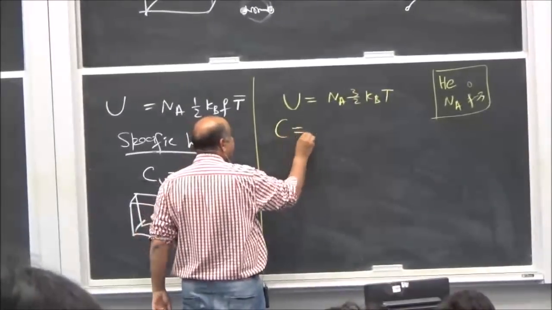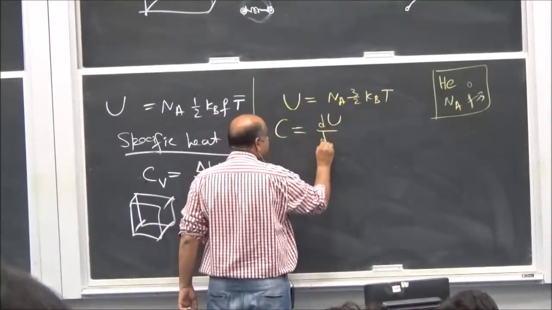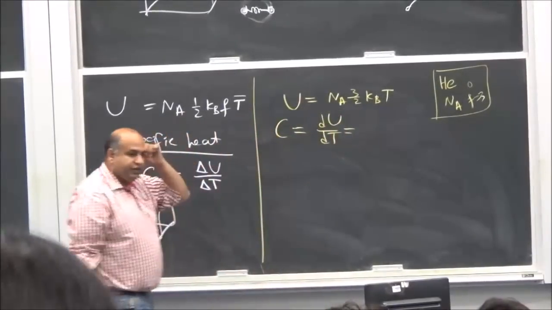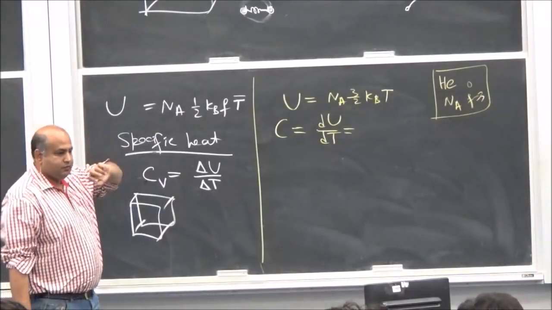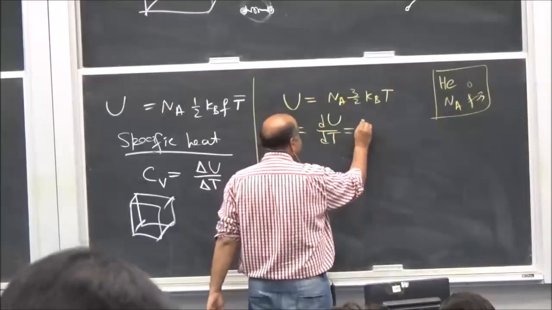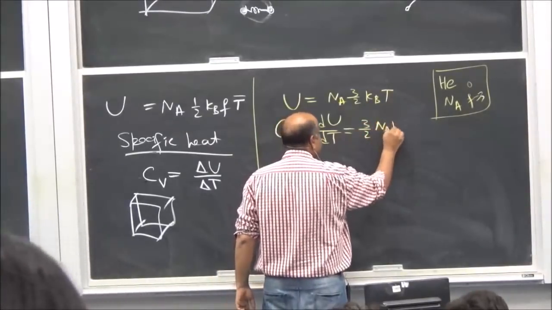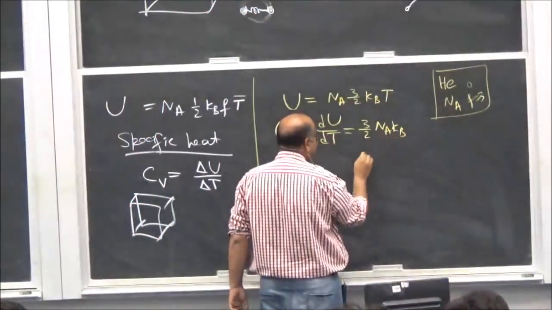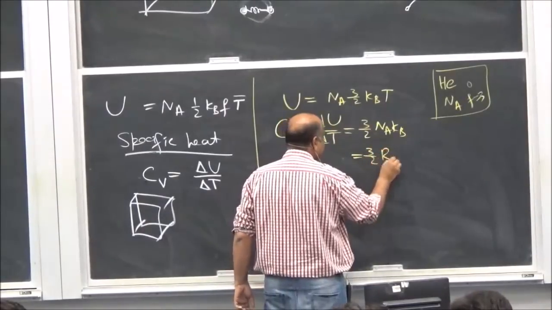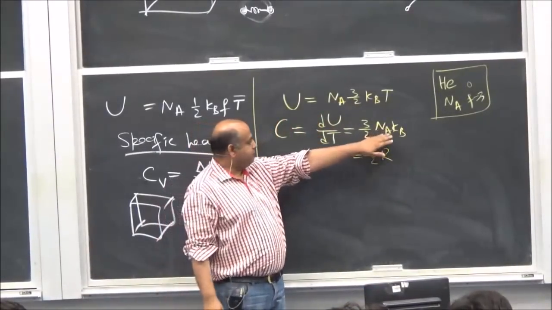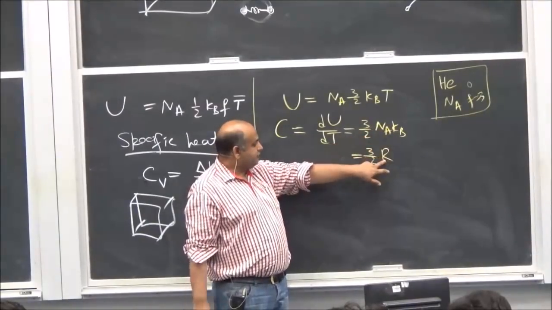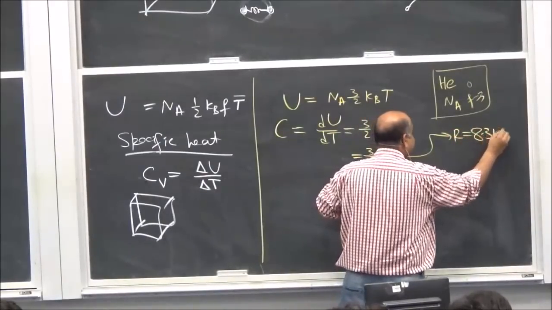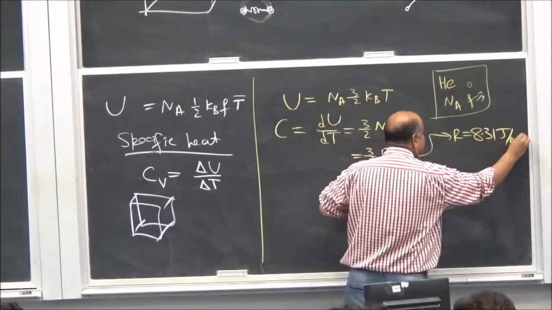So the heat capacity is dU by dT. क्योंकि f 3 है, so this is 3/2 Na kB because यह T का 1 हो जाएगा. This number Na into kB has another name as well. It's up to you whether you want to use it or not. इसका यह फायदा है, this is the universal gas constant. This has the value 8.31 joules per mole per Kelvin.